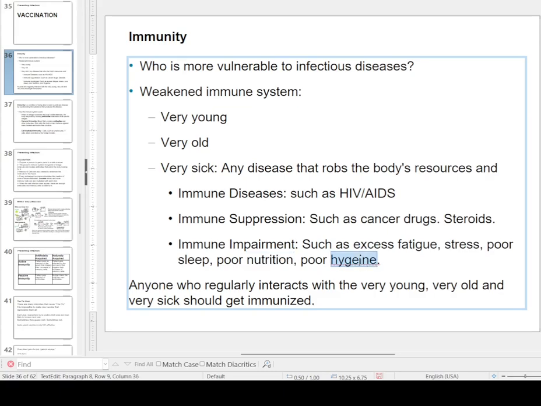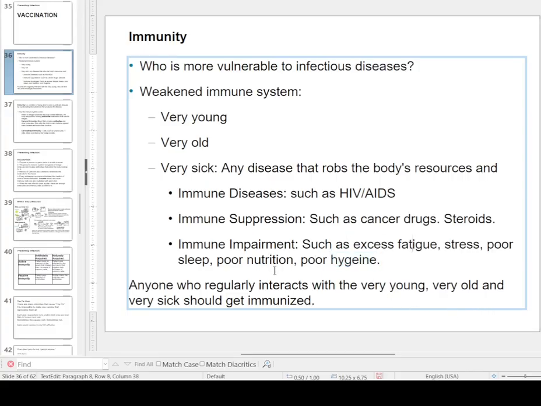Poor hygiene. Why is this wrong? Did I spell it right? Let me just quickly double check that. Be right back. Yeah, I spelled it right. Why is it complaining? Back to here. I'll just tell them it's correct.